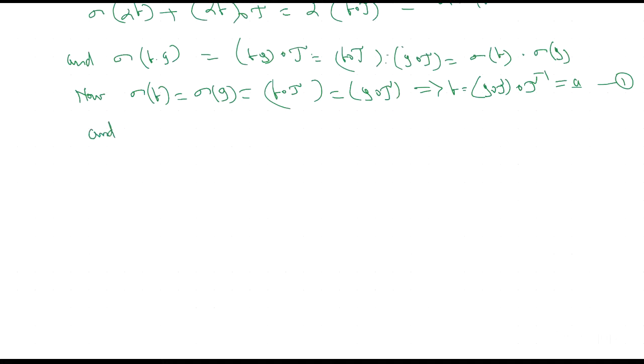And g belongs to C(X), g equals sigma of g circle tau inverse, that equals g circle tau inverse circle tau, that equals g. That is equation number 2.